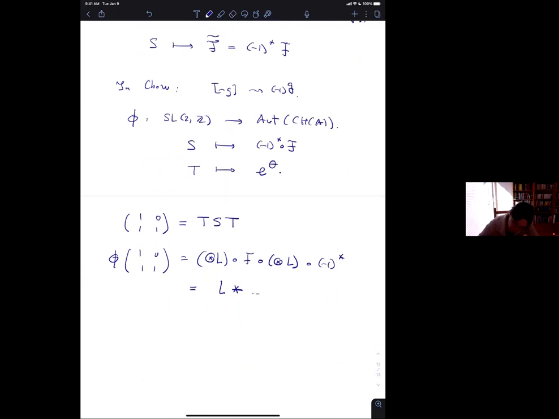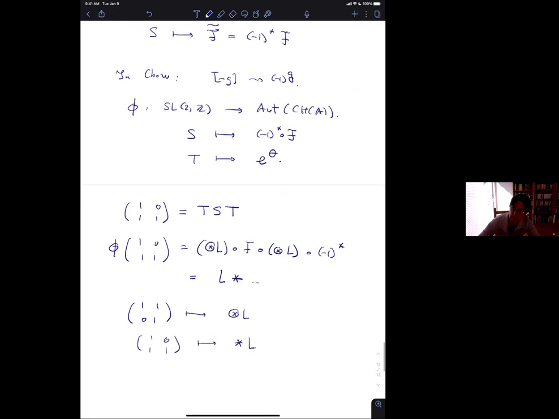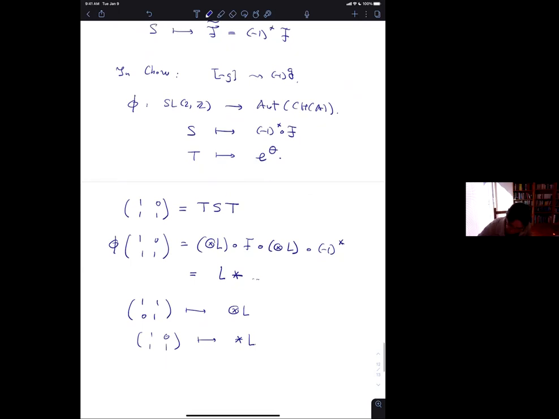So, I mean, this 1, 1, 0, 1 means that you take a tensor product with L, is sent to tensoring by L, and 1, 1, 0, 1 is sent to taking a Pontryagin product. Now, so it's just kind of an amazing thing, beautifully symmetric.